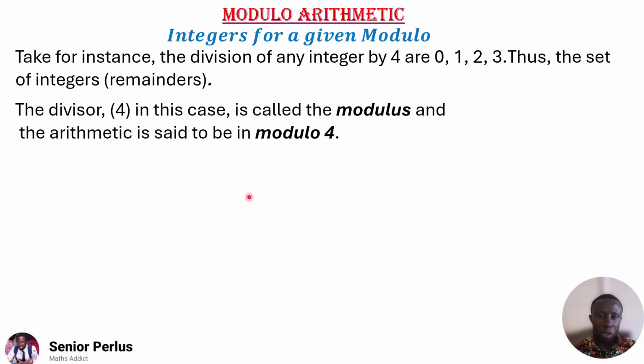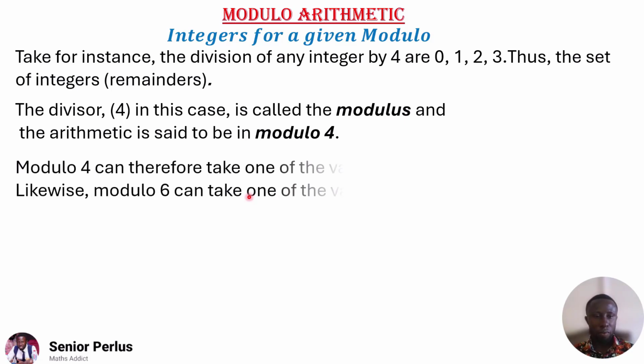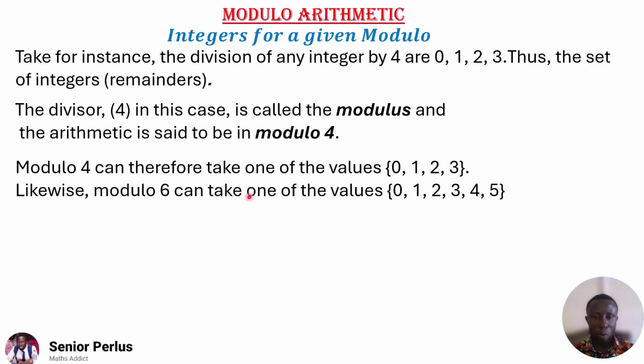The divisor 4 in this case is called the modulus, and the arithmetic is said to be mod 4. So when you say mod 4, the remainder that we are expecting is 0 to what? 3. Good. Mod 4 can therefore take one of the values 0, 1, 2, 3. Otherwise, mod 6 can take from 0 to what? 5. So mod 12 will be what? 0 to 11. Good, very simple. So in modulo, always remember that we are dealing with the remainders.